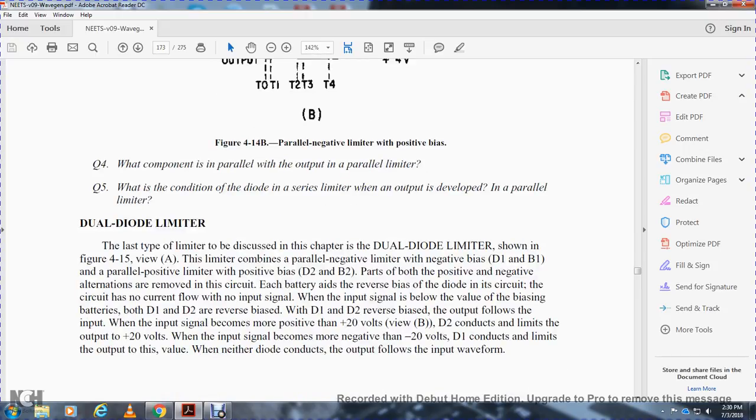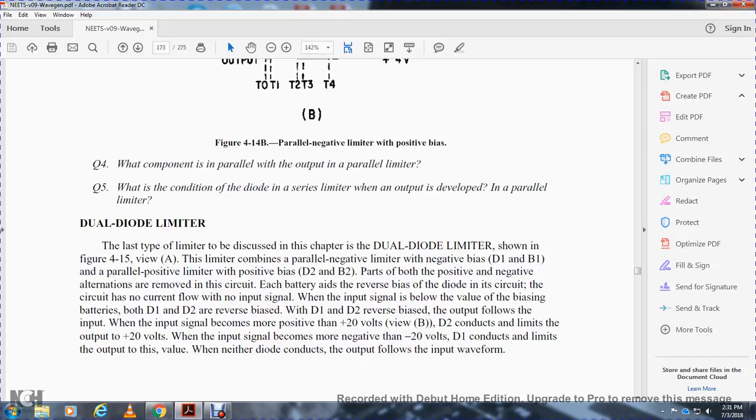Dual diode limiter. The last type of limiter to be discussed in this chapter, the dual diode limiter, is shown in figure 4-15, view A. It combines a parallel negative limiter with the negative bias of diode 1 and bias 1, and a parallel positive limiter with the positive bias of diode 2 and bias 2. Both the positive and negative alternations are removed. The batteries reverse bias the diodes, so the circuit has no current flow with no input signal.